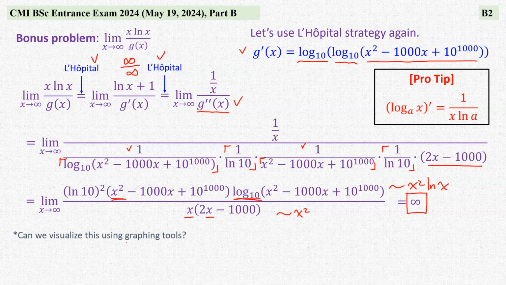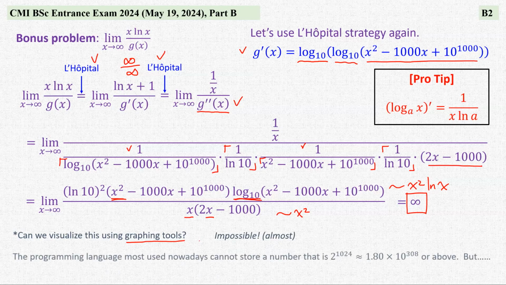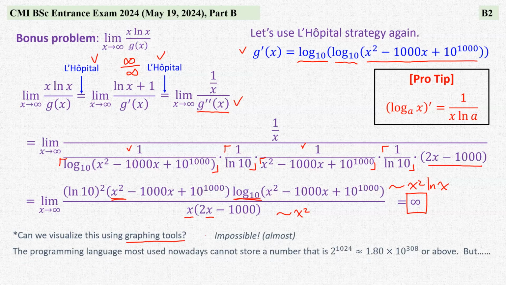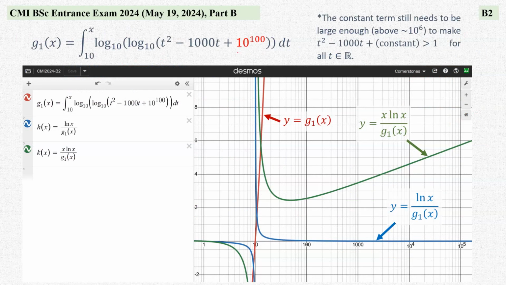One more thing. Some of you might want to use graphing tools to plot the function g of x and visualize the limit behaviors we have discussed so far. Unfortunately, plotting the exact graph is practically impossible, simply because the constant term 10 to the power of 1000 is way too large, larger than the upper limit value for most of the computer programs, which is approximately 10 to the power of 308.